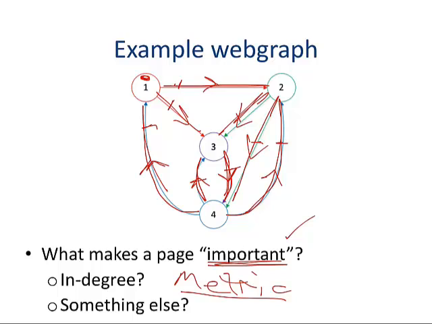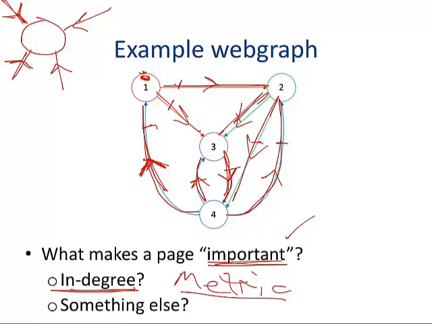So one possible metric that we could look at is the idea of in degree. In degree is basically just a count of the number of incoming links that a node has. So in the case of a web graph, it's the number of hyperlinks to that specific node. Or you just look at the number of arrows that are pointing to the node. So page 1 has an in degree of 1 because only page 4 points to page 1.